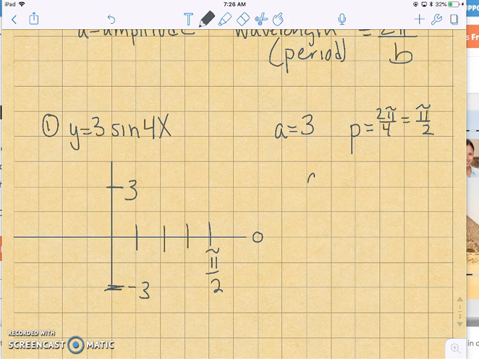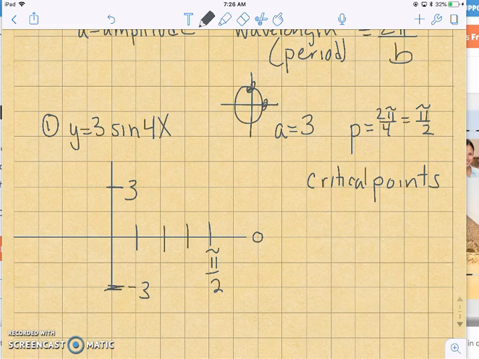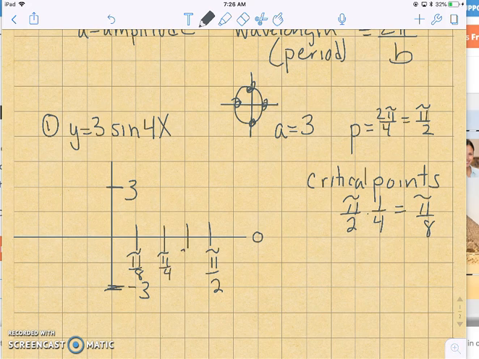Each of those is called a critical point. To find our critical points, think of a circle where we have those 4 critical points on our unit circle. So we can take pi over 2 times 1/4, which is pi over 8. Our first mark would be at 1 pi over 8, 2 pi over 8, which is pi over 4, 3 pi over 8, and then 4 pi over 8, which is pi over 2. And we'll graph a positive cycle and a negative cycle.